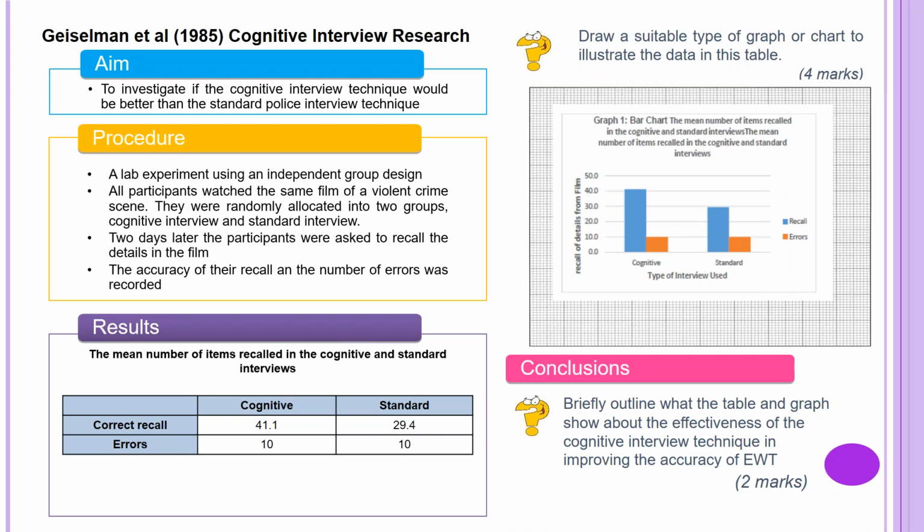Okay, I'd now like to complete the conclusion. Briefly outline what the table and graph show about the effectiveness of the cognitive interview technique in improving the accuracy of eyewitness testimony. Okay, the cognitive interview leads to better memory for events, with witnesses able to recall more relevant information, 41.1 mean number of items compared with the traditional interview method, 29.4 items. However, in both cases, the mean number of errors was the same.